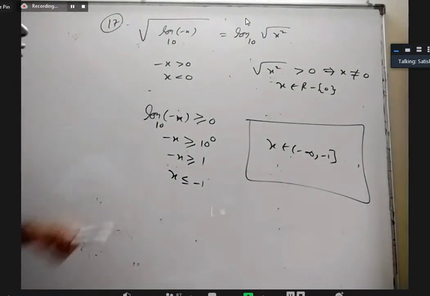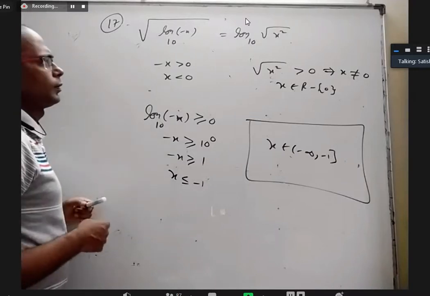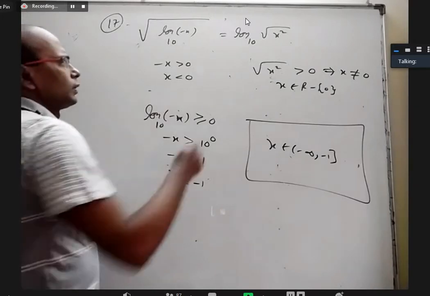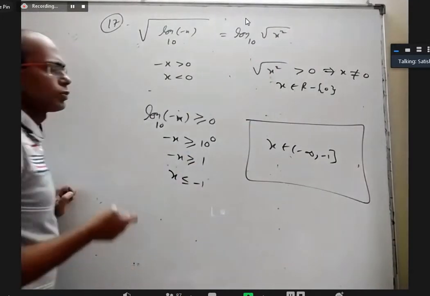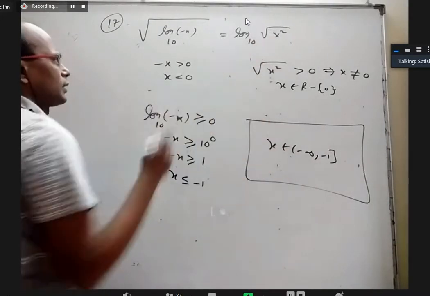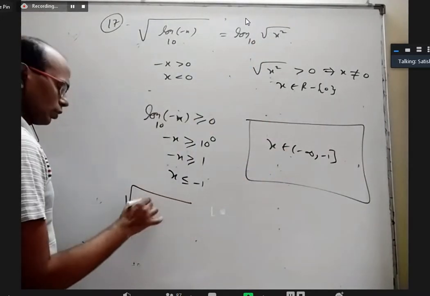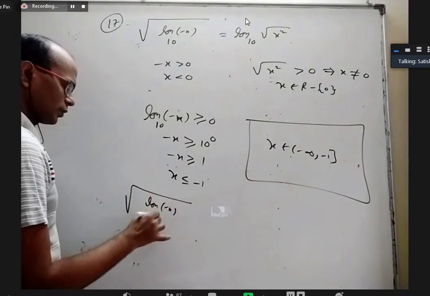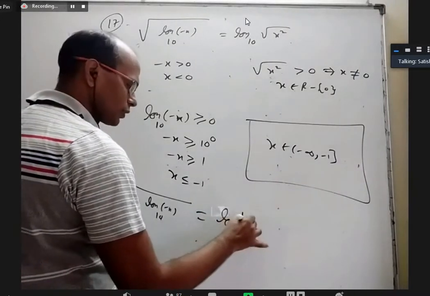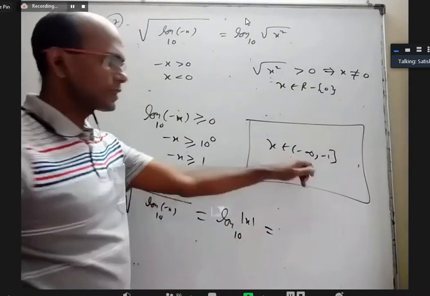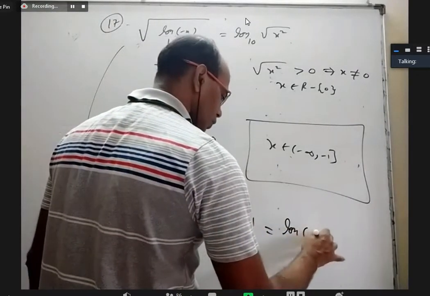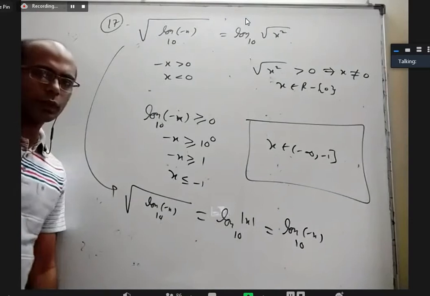Let us try to solve the equation. I can square it if necessary. This will go very easily because root x square I can write as mod x, and since I know x is negative, I can write that also as minus x. So square root of log minus x base 10 is equal to log of root x square, which is mod x, base 10. But since I understood x should be negative, mod x can be written as minus x: log minus x base 10. Now it is very simple.